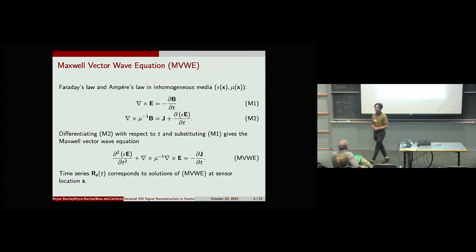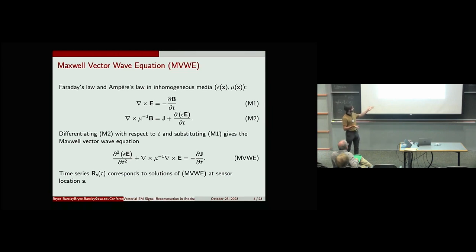So the governing equation is going to be the Maxwell vector wave equation, which you can get from Maxwell's equations. I'm going to be considering a stochastic component in my model and also inhomogeneities, meaning that in this case, the permittivity and permeability depend on space, so they depend on x. And I can take Faraday's law and Ampere's law and combine them, take some derivatives, and we get this third equation here, the Maxwell vector wave equation.